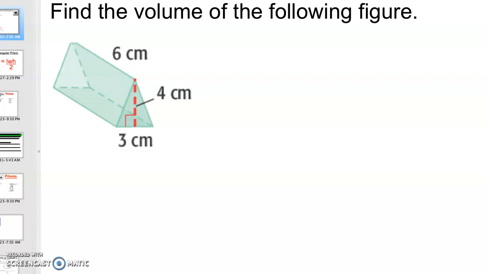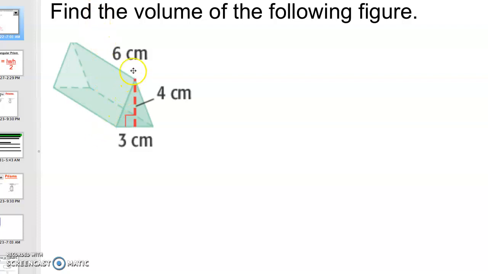Well, if you remember back to finding the area of a triangle, remember we took the area of a base, which is base times height, and then we divided it by 2 to find a triangle. I want you to keep that in mind, and we're going to use that information to find the volume of a triangular prism. But we're going to start with conceptually.